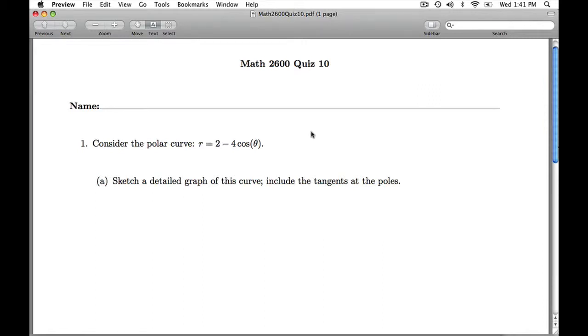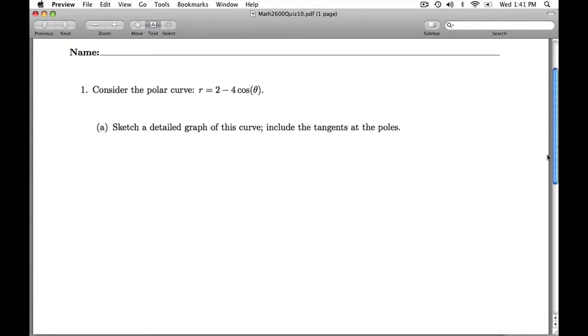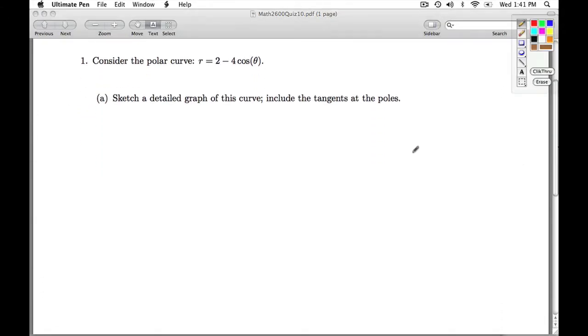Hi folks, this is Calc 2 Quiz 10. We're given a polar curve, r equals 2 minus 4 cosine theta. We're asked to sketch a detailed graph of this curve, including the tangents at the poles. Now, when I go to graph a polar curve like this, I always go back and graph the rectangular counterpart.